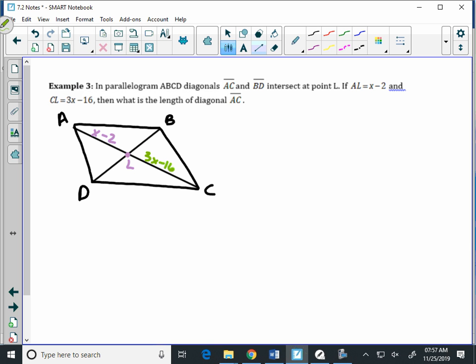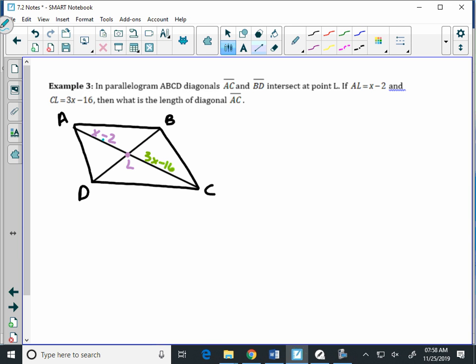Yeah, why can we do that? Why do they equal the same thing? Why? What do they do to each other? They intersect, but when they intersect, what are they doing? We're talking about on the front. They cut each other in half, which is what? They bisect. Yeah. Our diagonals bisect each other.